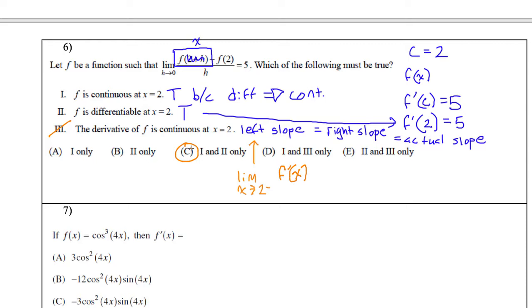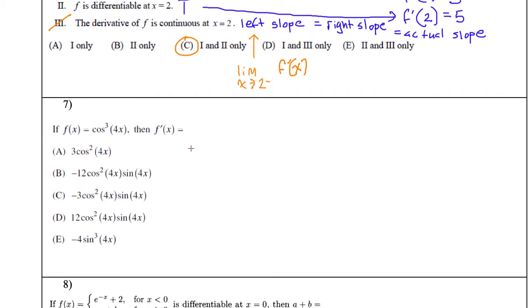All right. On to number 7. I'm taking cosine of 4x. I don't have 2 variables. I only have 1 variable, so there's no product rule yet. I'm just taking cosine of 4x, and then I'm going to cube that.